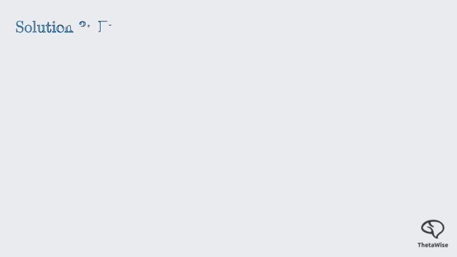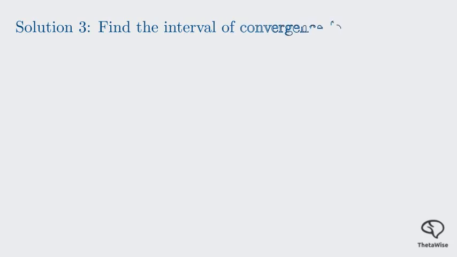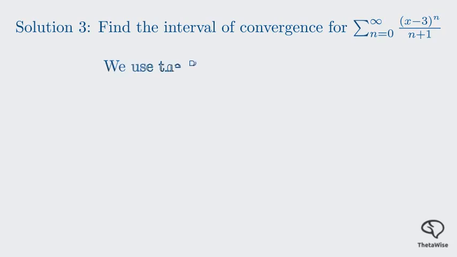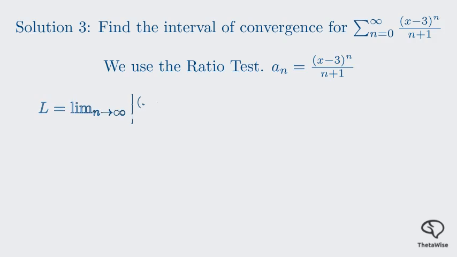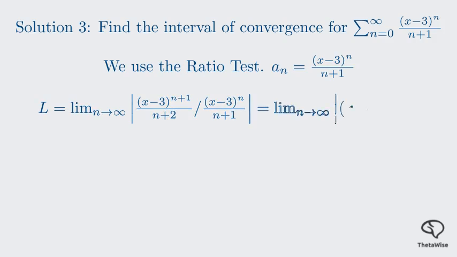Solution 3. Find the interval of convergence for the series, the sum from n equals 0 to infinity of (x minus 3) to the n over n plus 1. We use the ratio test. a sub n is (x minus 3) to the n over n plus 1. The limit as n approaches infinity of the absolute value of the ratio simplifies to the limit of the absolute value of x minus 3 times (n plus 1) over (n plus 2).